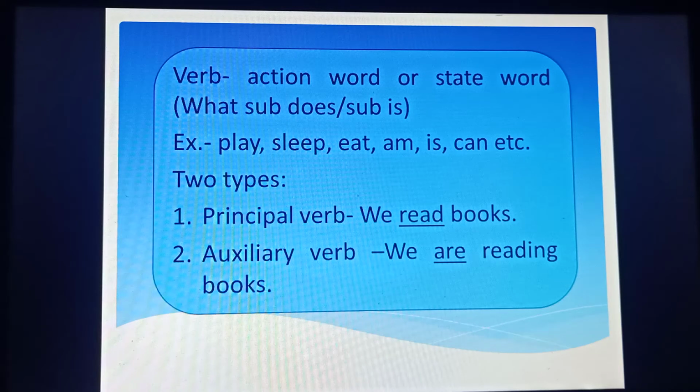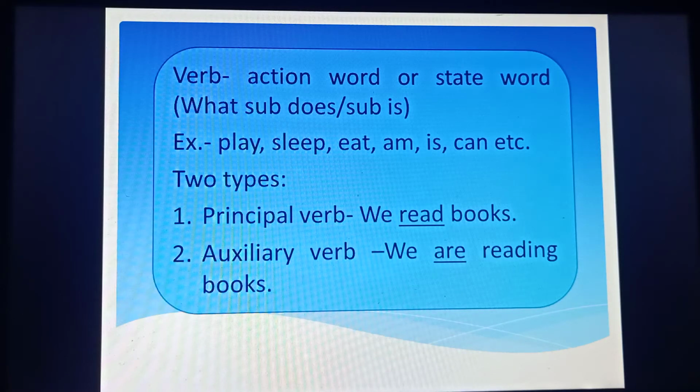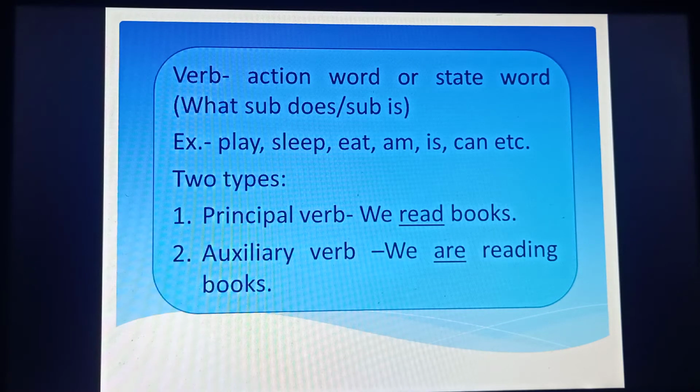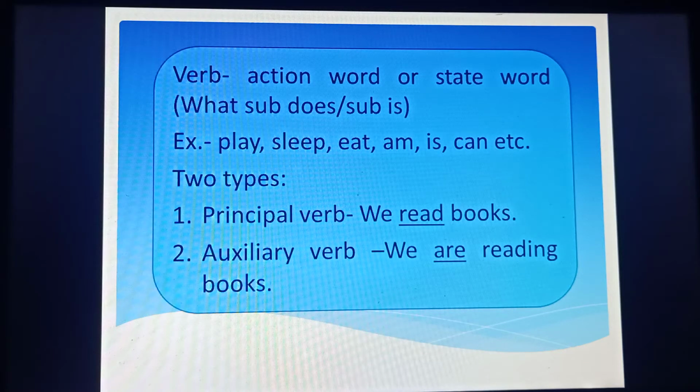Verb means action word or state word or condition. So a verb means what the subject does or what the subject is. Let's see the examples: play, sleep, eat, am, is, can, etc. If I say I'm a teacher, the verb is am. Am here is not an action word. This is a state word, giving an idea about anyone's identity.